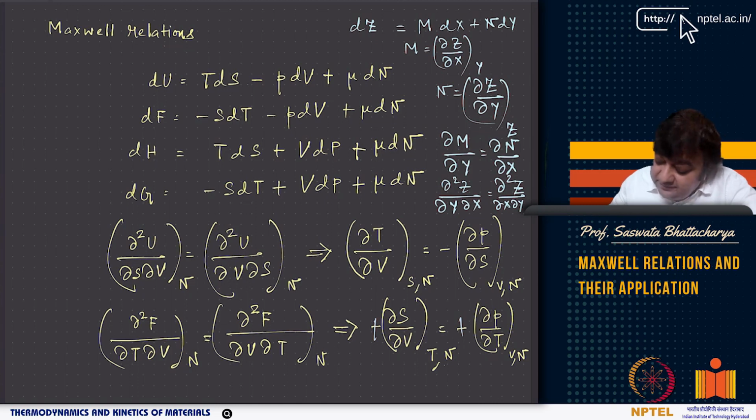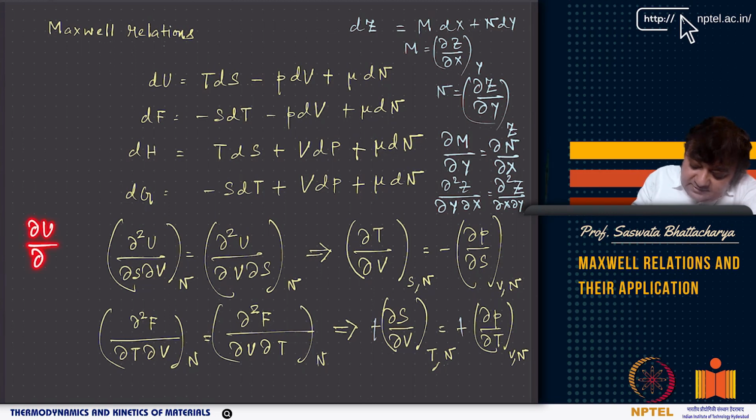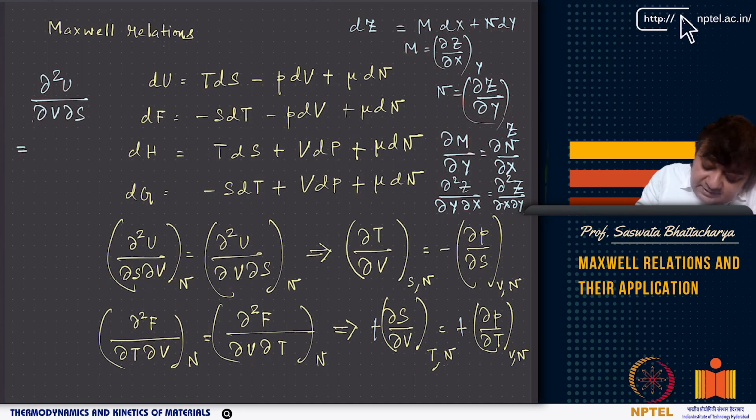In this case, if I say del T del V, here we are using T. T is nothing but del U del S. So what we are basically saying is del 2U del V del S is basically del V of del U del S, and del U del S is nothing but T, which is equal to del T del V.